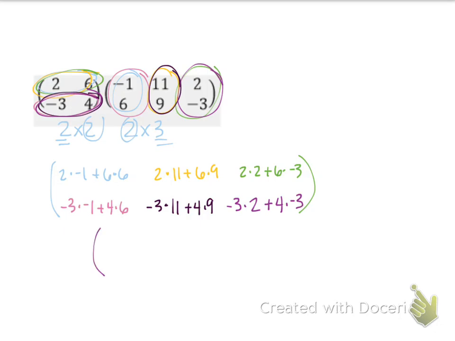Okay, and my answer I said was going to be a 2 by 3. There are 2 rows and 3 columns. Okay, if I put this in, I get 34, 76, negative 14, negative 18, 3 and 27.